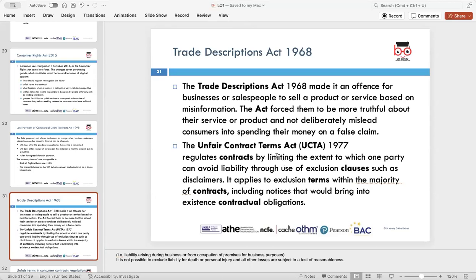Contracts, Terms Act 1977. Contracts are regulated by the Unfair Contract Terms Act of 1977, which places restrictions on the extent to which one party can escape liability by employing exclusion provisions, such as disclaimers. Notifications that would bring into existence contractual obligations are included in the scope of the provision, which applies to exclusion clauses found in the vast majority of contracts.